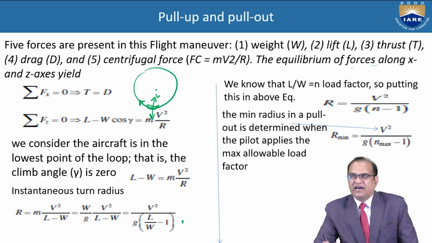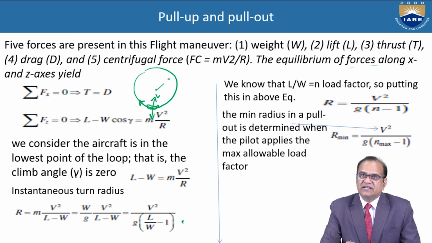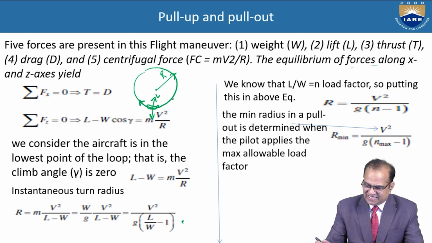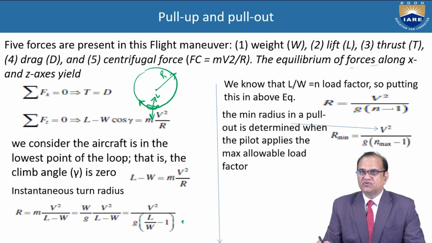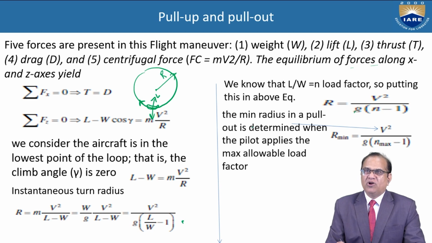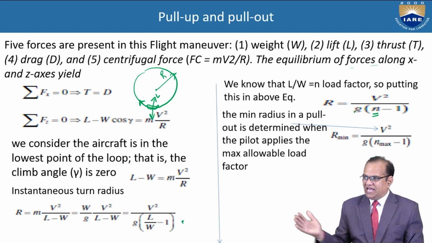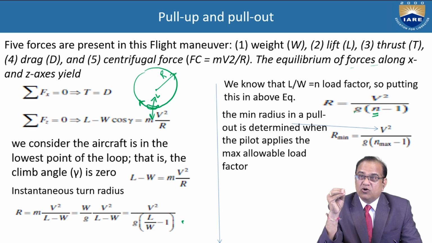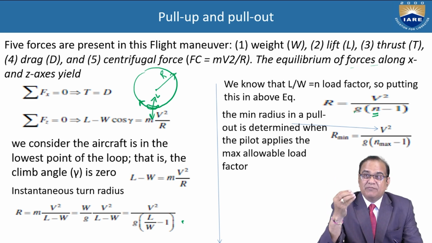So we got here the radius of this turn. This is the radius, this is the lift, and this is the weight. So we can see here that r is equal to v square by g times n minus 1. The minimum radius in a pull out is determined when the pilot applies the maximum allowable load factor. So the minimum radius will be when you have the maximum n. So r minimum is equal to v square by g times n maximum minus 1. If you want a minimum turn radius, your n maximum should be maximum, your load factor should be maximum, then only you will get the minimum turn radius.